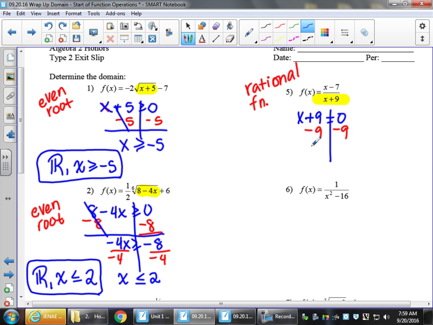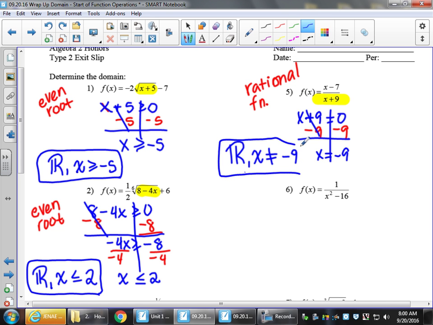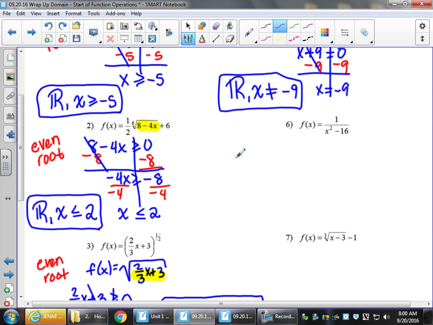Very good. Because when I solve this, I get negative 9. That means that this is what would make that 0. I have to exclude it. X not equal to negative 9. Number 6, what kind of function? Rational again. Why is this rational? Yes, because x is in the denominator.